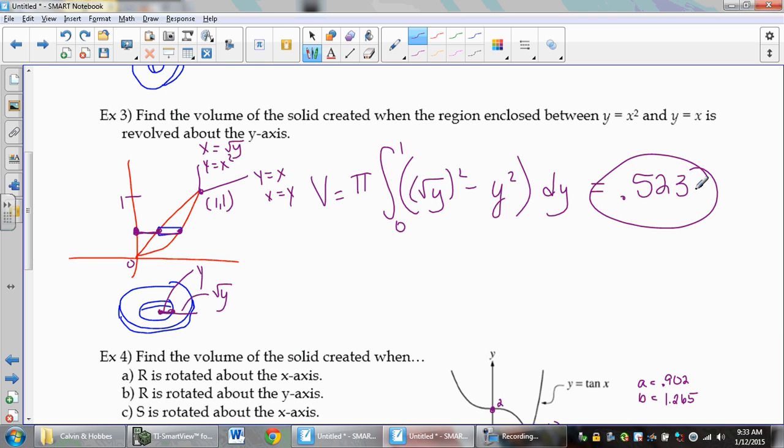Now, why are those volumes not the same? Because I'm spinning around different axes. This is closer to the x-axis, so it's got a little bit less volume. This is further from the y-axis, so it's a little bit wider when it spins.